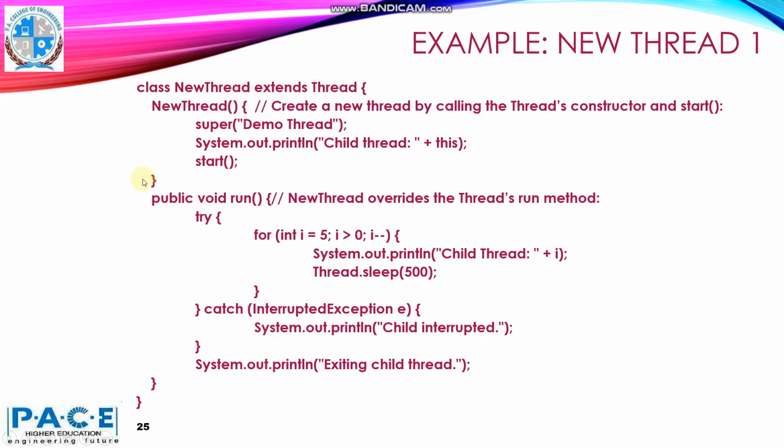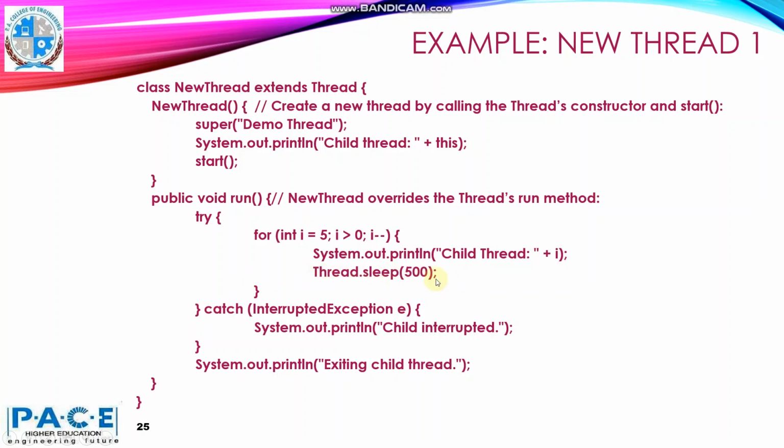So in the newly created class, we also provide the definition of the run method, and in this run method, we provide the code that we want the thread to execute. We have a for loop which executes 5 times. The value of i goes from 5 to 1. Every time we print child thread and the current value of i, and after that we make the child thread sleep for 500 milliseconds, that is half a second.